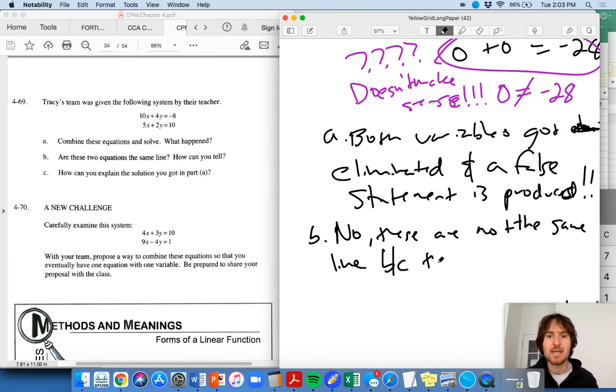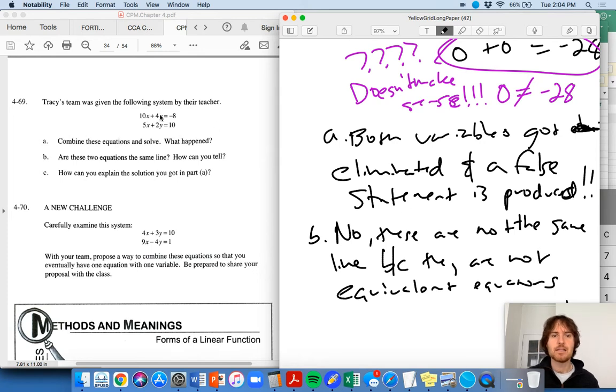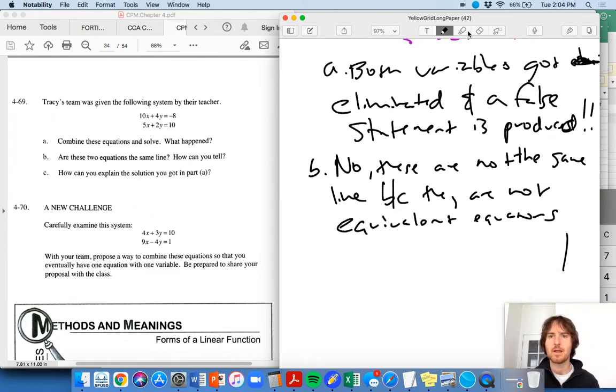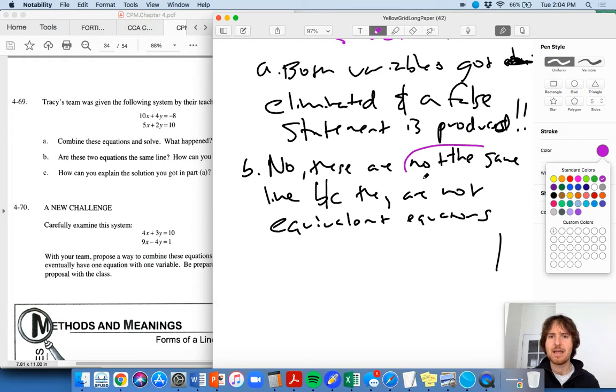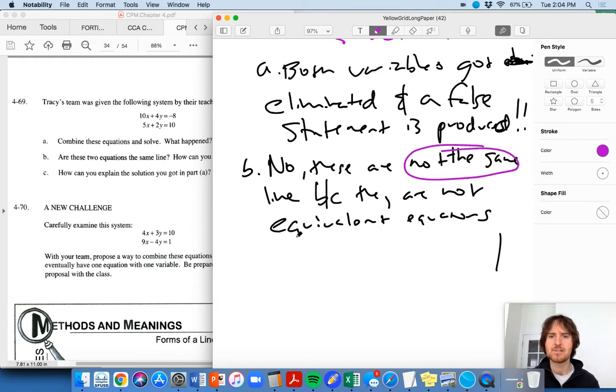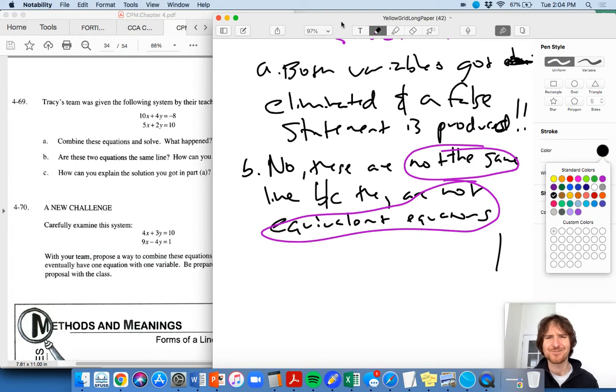Because they are not equivalent equations, right? If I had taken the top one and divided it by 2, -8 divided by 2 would have been -4, not 10. So they're not equivalent equations, so they're not the same line. You've got to be an equivalent equation to be the same line. That's come up a little bit in the lesson the other day, so maybe I'll highlight that. Not the same line, because they're not equivalent equations. That's how I'm going to justify it. Sorry if that's confusing at all.